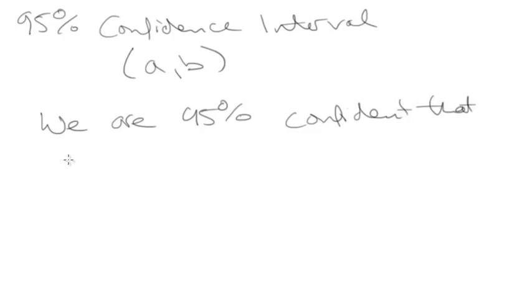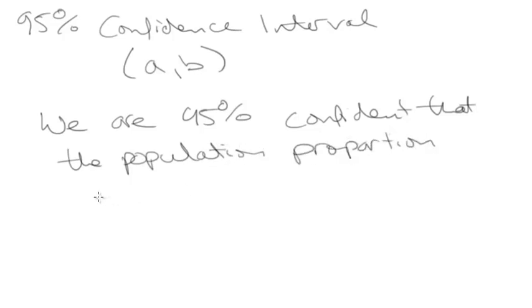that the true proportion, or the population proportion, is between A and B. And the reason why I'm giving a fairly specific way of interpreting this is because this can be misinterpreted. Sometimes people might say that there's a 95% probability that the true proportion is somewhere between A and B, and that would not be accurate.